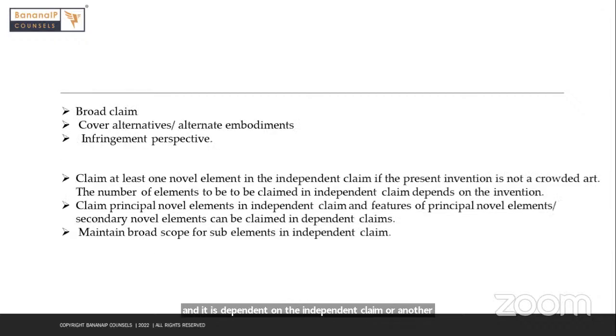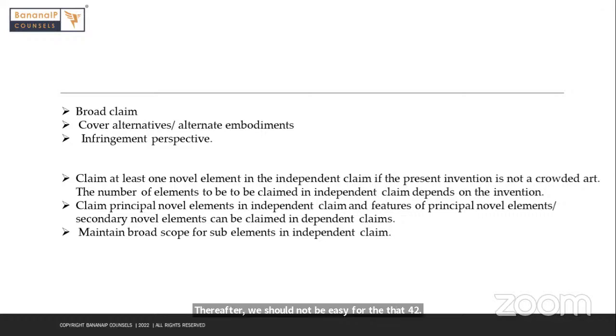So these are some of the pointers to consider while drafting claims. The claim writer should be broader, not only covering the present embodiment, but it should also cover the alternate embodiments as well. It should be drafted from the infringement perspective. That is, the claims drafted should not be easy for the third party to evade.